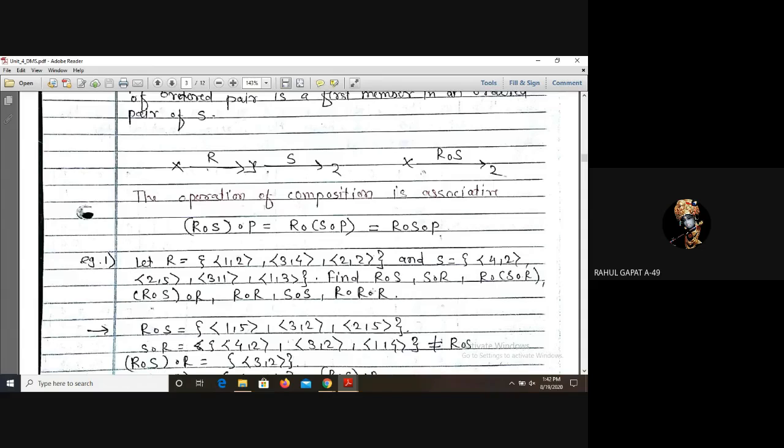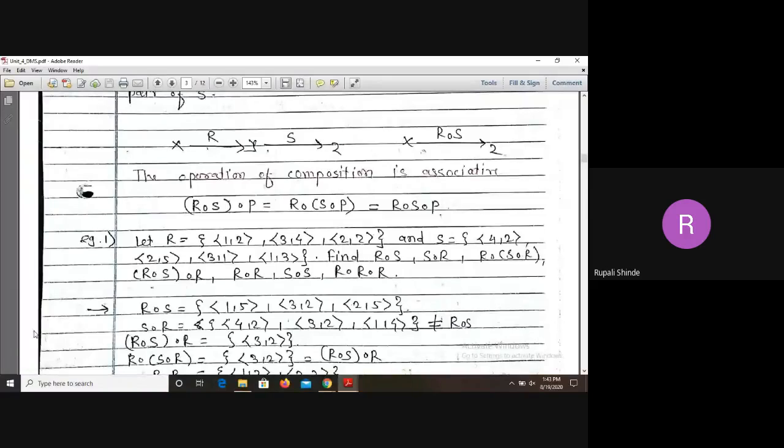Ma'am, repeat once again. So first of all, understand what is the meaning of composition. Now suppose there are two relations R and S. Relation R is from set X to set Y and relation S is from set Y to set Z. So whenever we have to find composition between these two relations, we will get one relation, and that relation will be from X to Z. That's why R composition S is written as from set X to set Z.